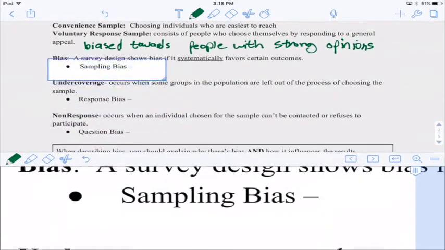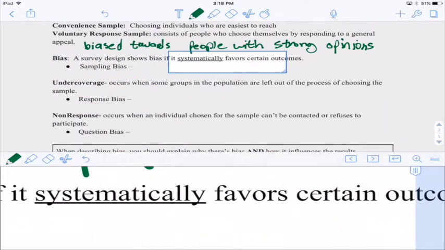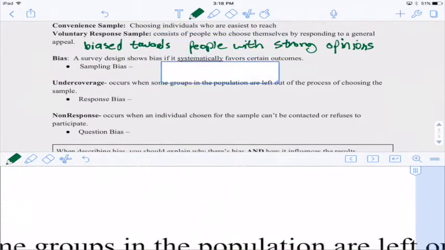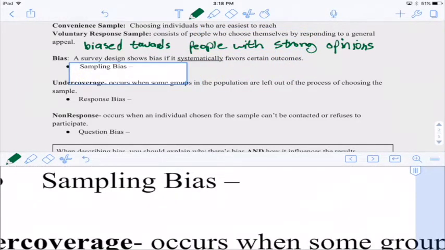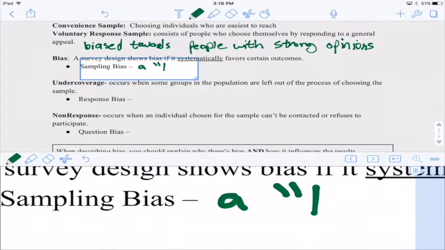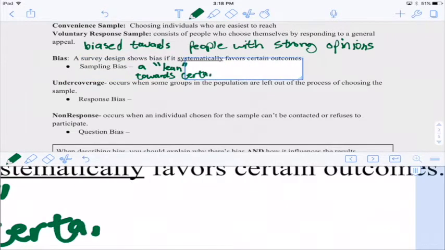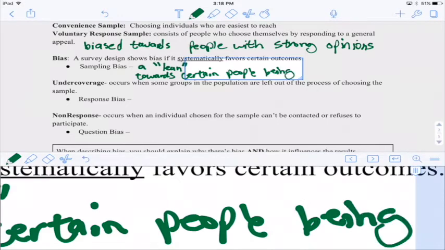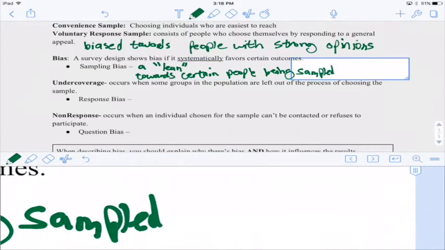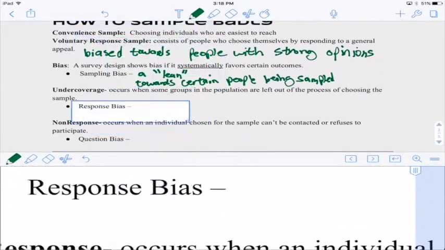So, bias. A survey design shows bias if it systematically favors certain outcomes. Just like what I was talking about on that last one, sampling bias would be like the above. There's a lean towards certain people being sampled. So I just told you a sampling bias from this voluntary response.